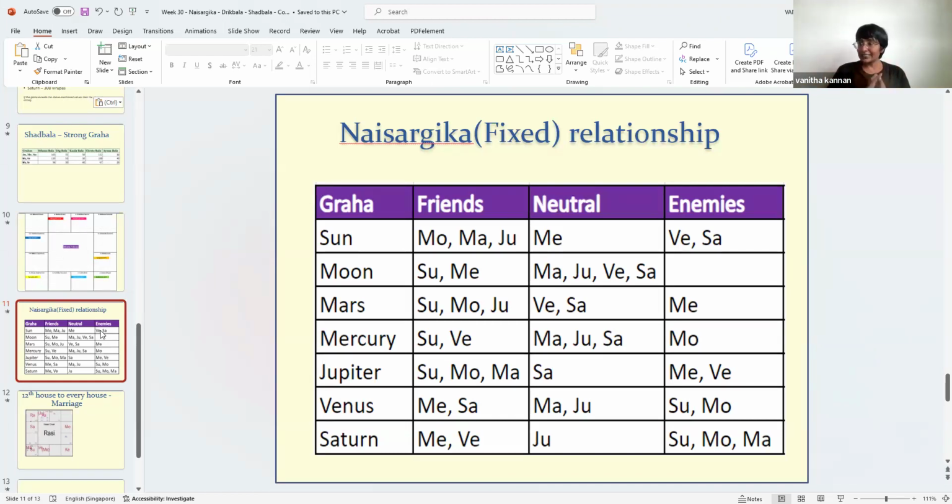Mars is the commander, so he has to be friend with his king, that is Sun. He has to be friend with his queen, that is Moon. He has to be friend with the guru, Jupiter. So Sun, Moon, and Jupiter become the friends to Mars. Okay. Then the neutral relationship: Mars and Venus. Venus is also one more guru. Even though he's the commander, he won't show enmity to Venus. He's in a neutral relationship.